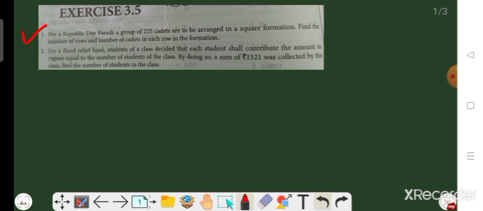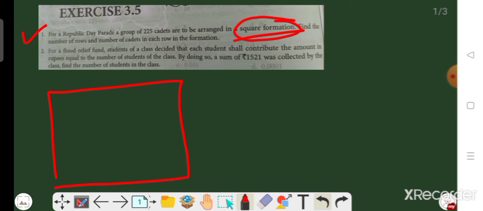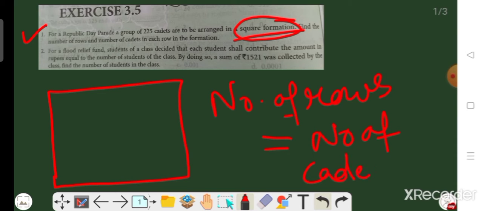Question number first. For a Republic Day parade, a group of 225 cadets are to be arranged in a square formation. What kind of formation we have to arrange? Square formation. Find the number of rows and the number of cadets in each row in the formation. Okay. If we have to make the square formation, then the number of rows must be equal to the number of cadets in one row.